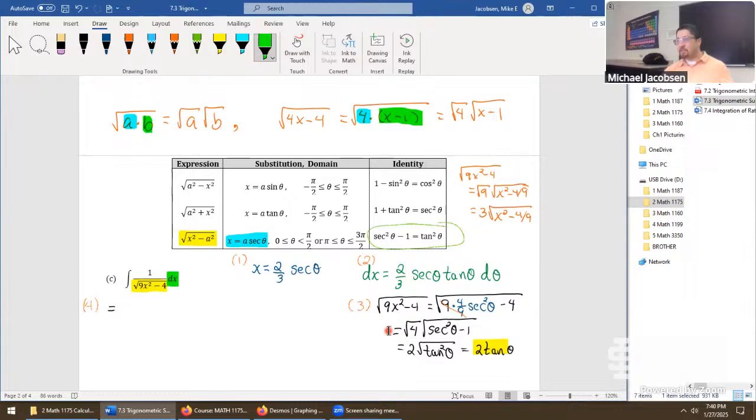Okay, so next thing we can do is here, on step 4, putting this all together, we have integral of 1 over the root 9x squared minus 4. Following the color coding, we're just putting in a good old 2 tan theta. Next, for dx, I like to put a times here to say we're using the differential next. It's all of that. The 2/3 secant theta tangent theta d theta gets dropped in. So now 2/3 secant theta tangent theta d theta.